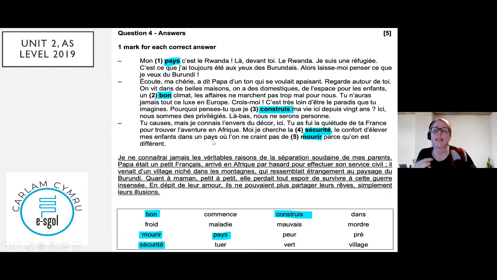raising their children in a country, yeah, where on ne craint pas de, we don't fear. What don't we fear? We don't fear dying because we're different. Okay, tuer could fit in there. You could have put tuer as an infinitive, yeah, to kill. Pas de tuer, but it doesn't make sense here, does it? What are we afraid of? We're not afraid of killing because we're different. We're not afraid of mourir, dying. That one fits, doesn't it?